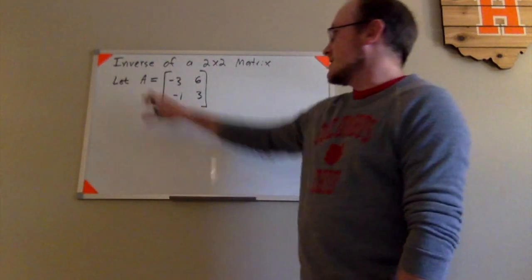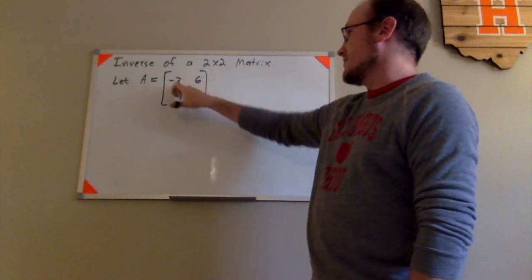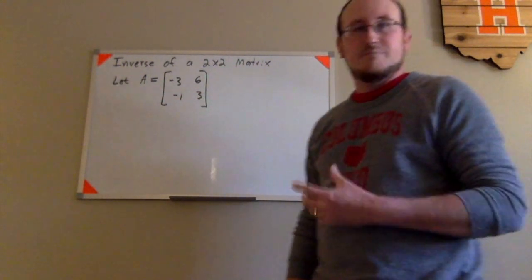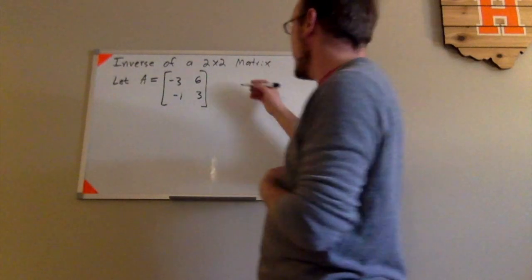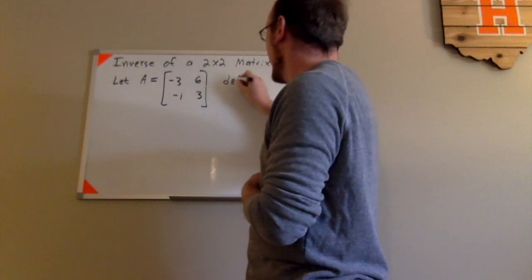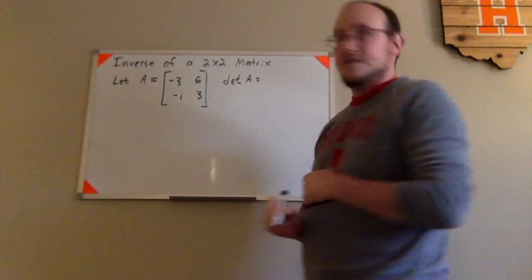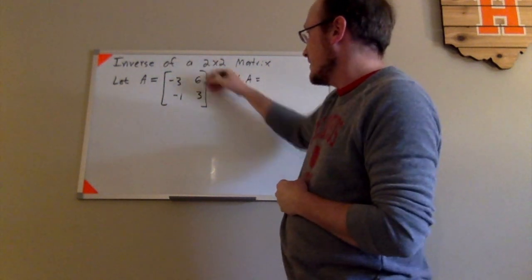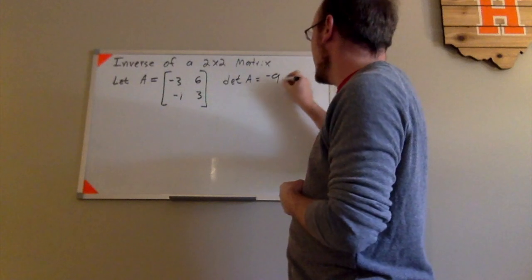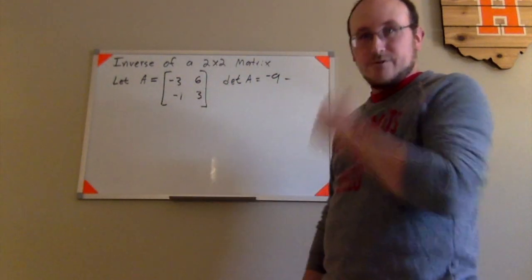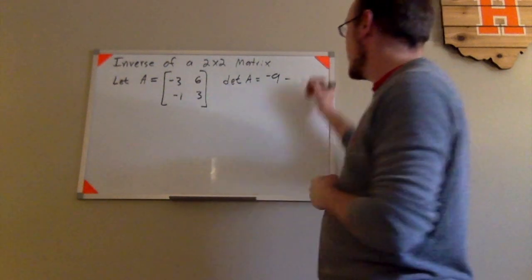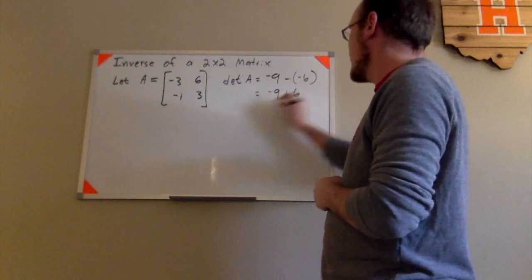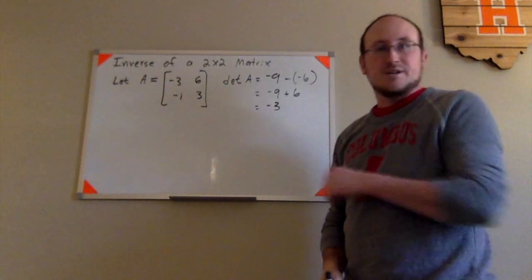Looking at this example where matrix A is this 2 by 2 matrix, entries in the first row of -3, 6, and in the second row of -1, 3, we want to go ahead and find the inverse of this matrix. So the first thing I'm going to do is find the determinant of that matrix. If we remember from previous lessons, the determinant of a 2 by 2 matrix is the product of the entries on this diagonal, so -3 times 3, which is -9, and then minus the product of the entries on the other diagonal. -1 times 6 is -6, so minus -6. Simplifying that, I have -9, that becomes +6. So the determinant of that 2 by 2 matrix here is -3.